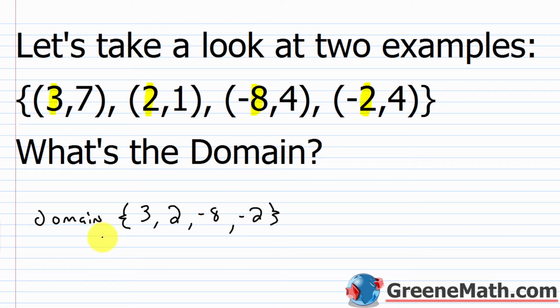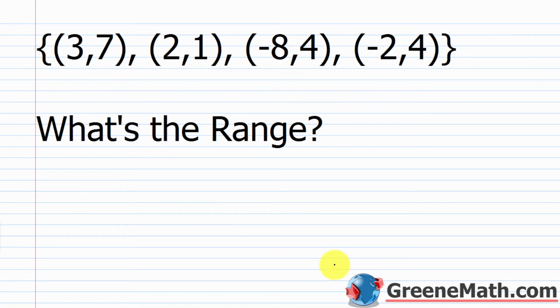So this is your domain. All right, so now we want to find the range. So we have this same relation: (3, 7), (2, 1), (-8, 4), and (-2, 4). So the range is the set of all second components, or y values. So 7, 1, 4, and 4.